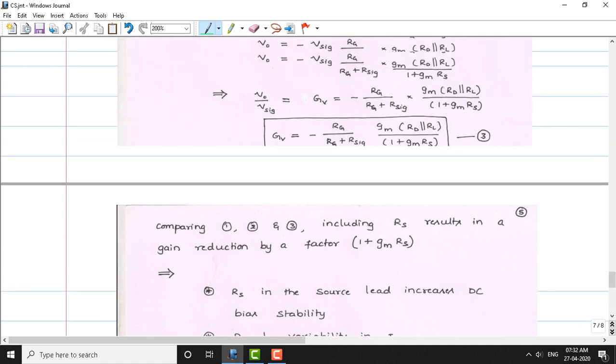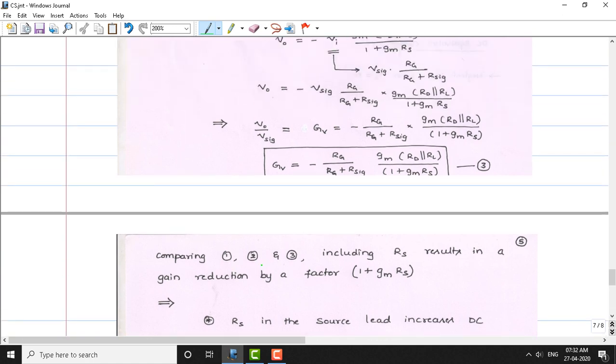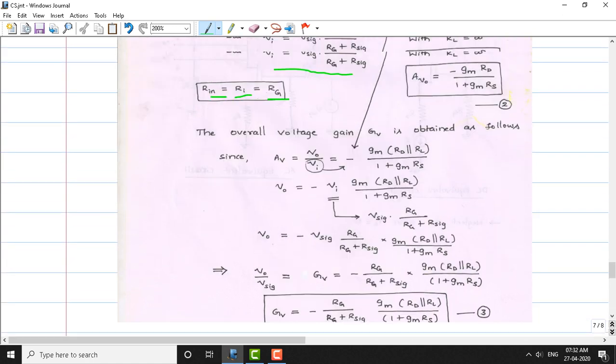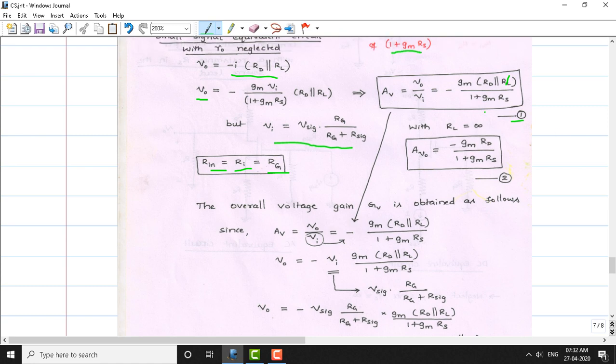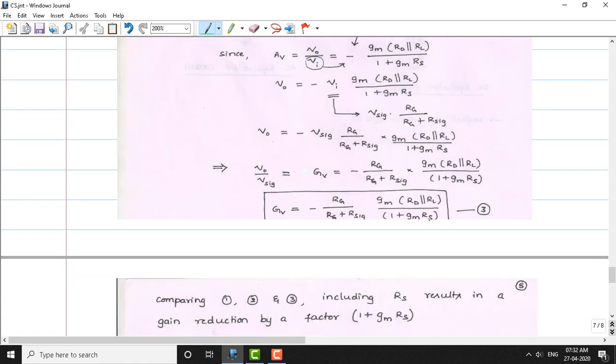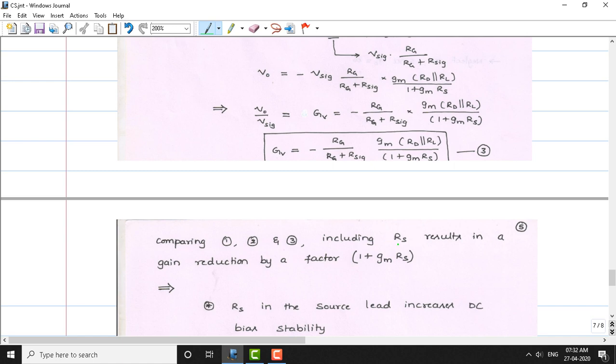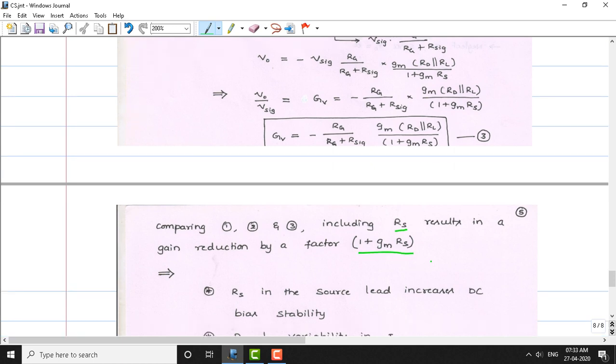Now, if you compare all the equations, equation 1, 2 and 3: equation 1 is the AV equation, equation 2 is the AV naught equation, and equation 3 is the Gv equation. You can observe here that including Rs results in a reduction in the gain by a factor of 1 plus Gm times Rs. That's one of the drawbacks of the common source amplifier with Rs.